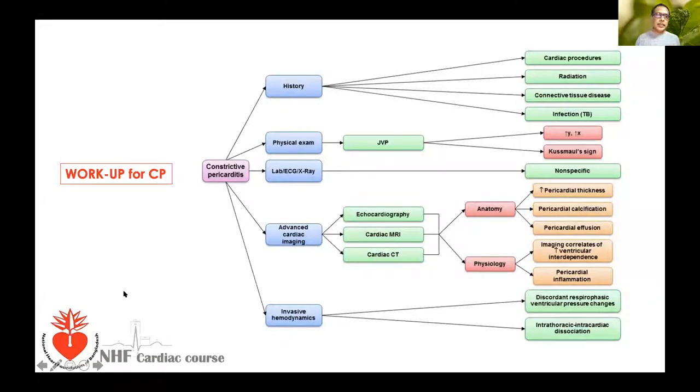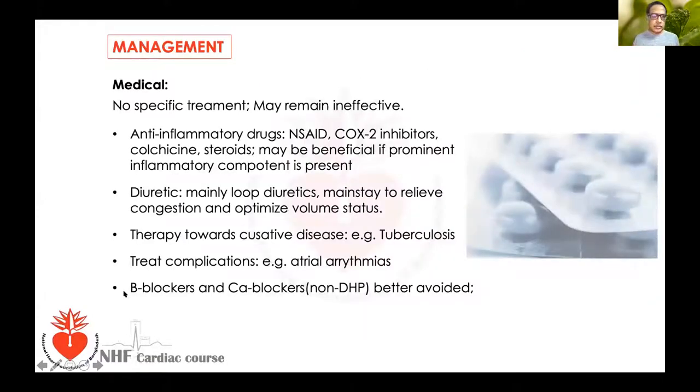So these are the summary. So now come to the management, the most important part. Actually, in medical management, there is no specific treatment. It may remain ineffective, but anti-inflammatory drugs like NSAIDs, COX-2 inhibitors, colchicine, steroids may be beneficial if prominent inflammatory components are present. Diuretics, mainly loop diuretics, are the mainstay to relieve the congestion and optimize the volume status.